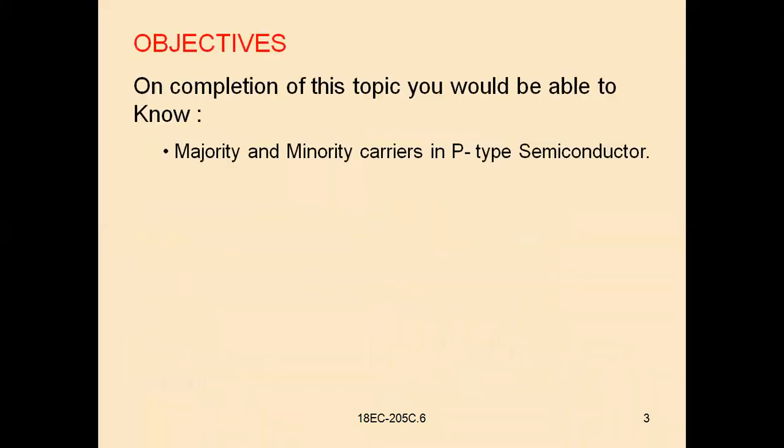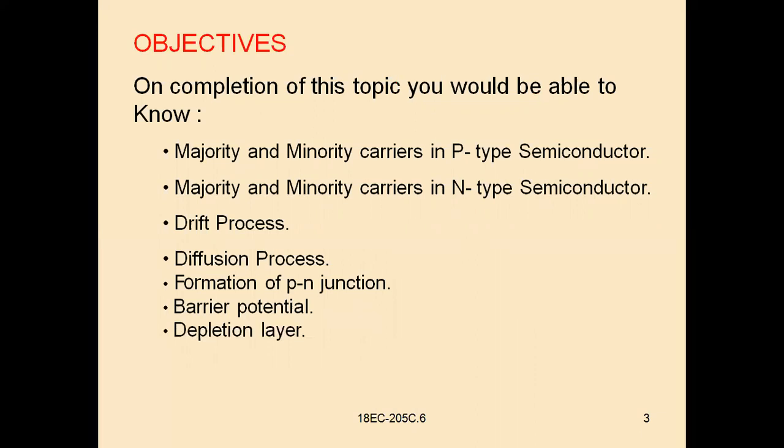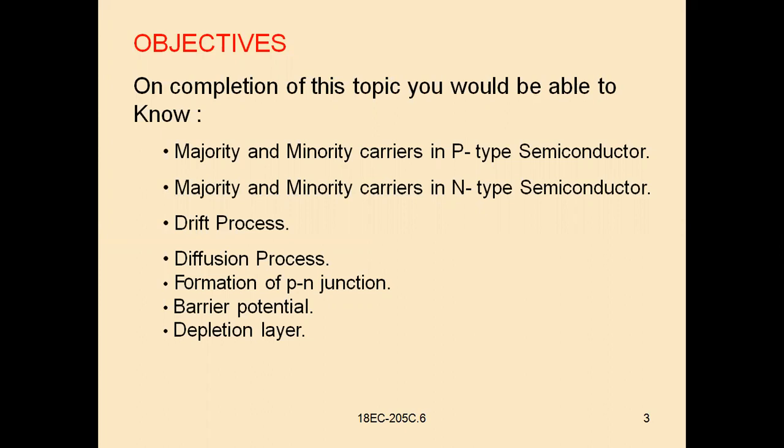Now let us see the majority and minority carriers in p-type and n-type semiconductor, drift process, diffusion process, formation of p-n junction, barrier potential and depletion layer. Okay, listen carefully.